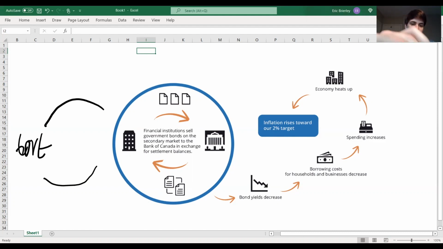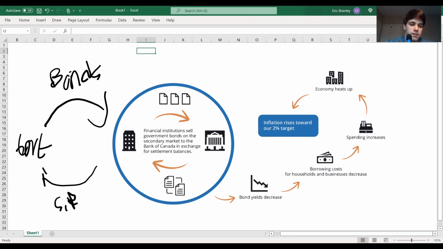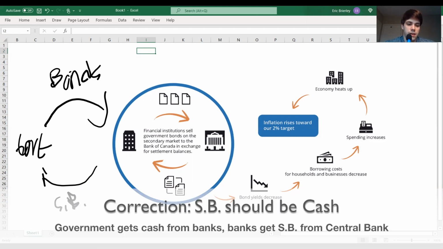So the government will issue bonds to the financial institutions. So bonds will go that way. And in exchange, what the financial institutions will get is what's called a settlement balance. I'll just abbreviate that as SB there. That's the way that the central banks will actually pay for these bond purchases, with a settlement balance.